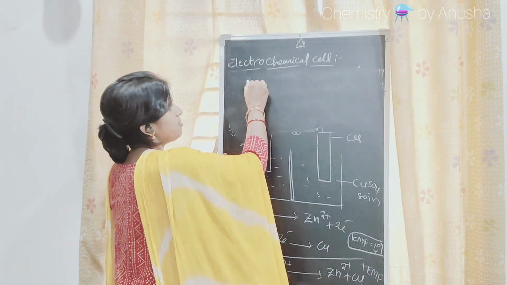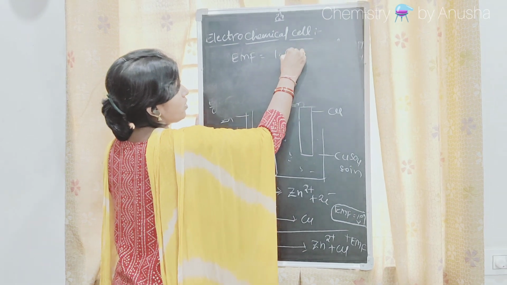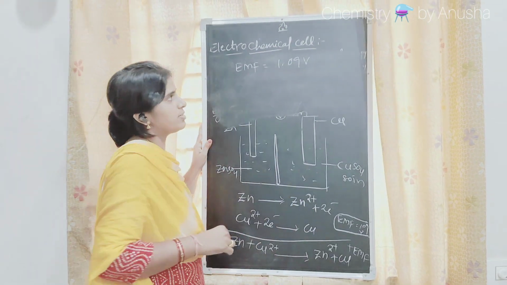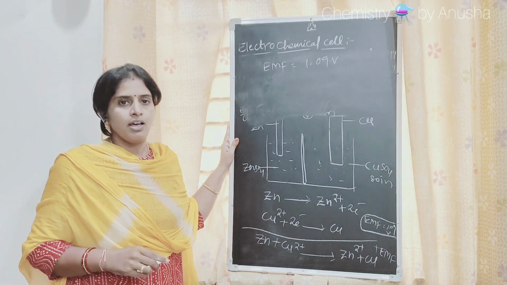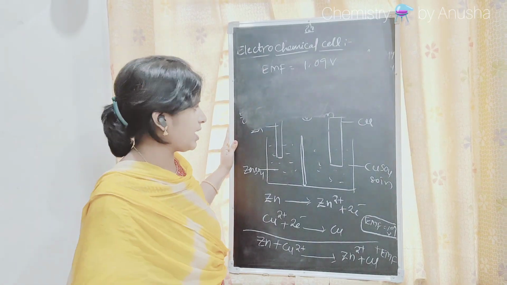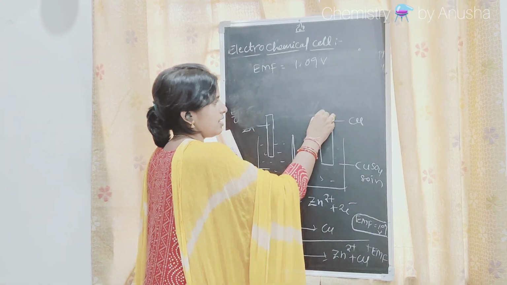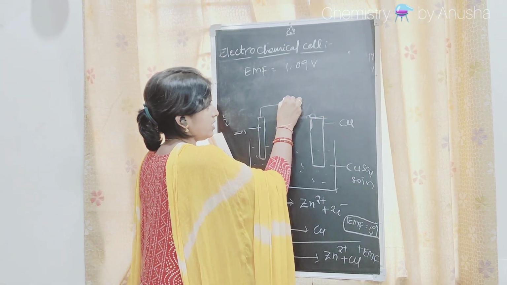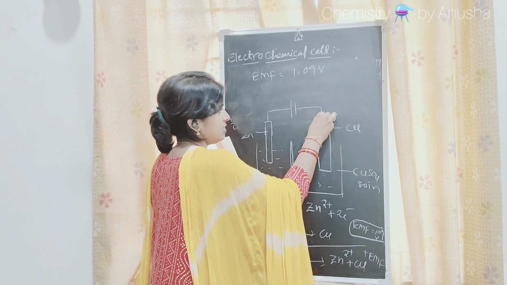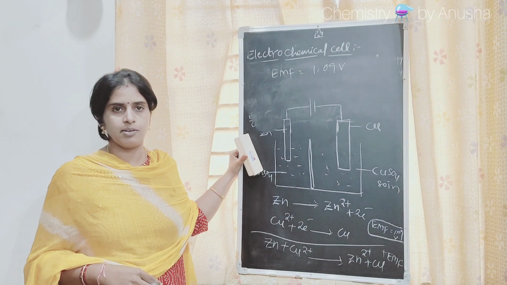If the cell EMF generated is 1.09 volts from the galvanic cell, and we supply an external EMF, how can we supply it? Instead of this voltmeter, if these electrodes are connected with a battery, then we can supply electricity.